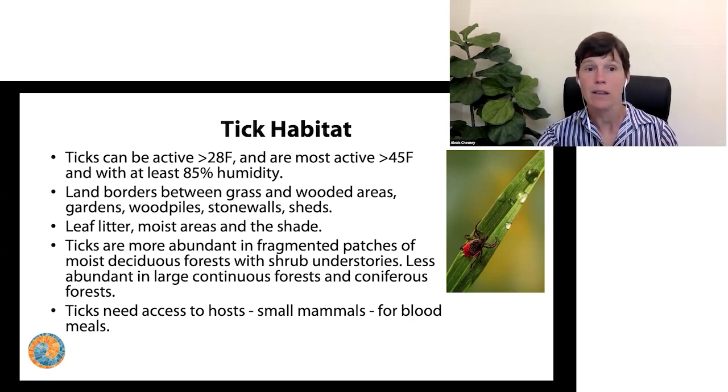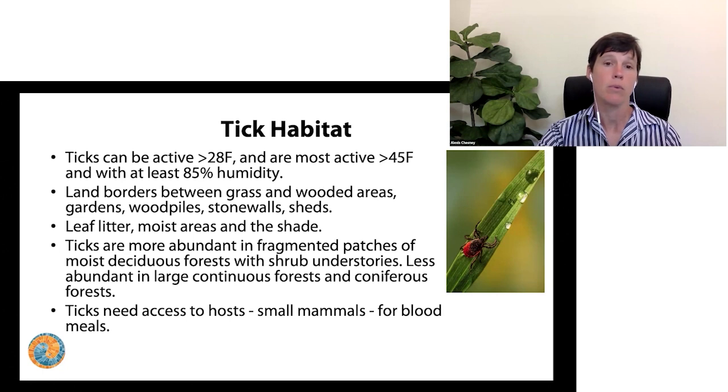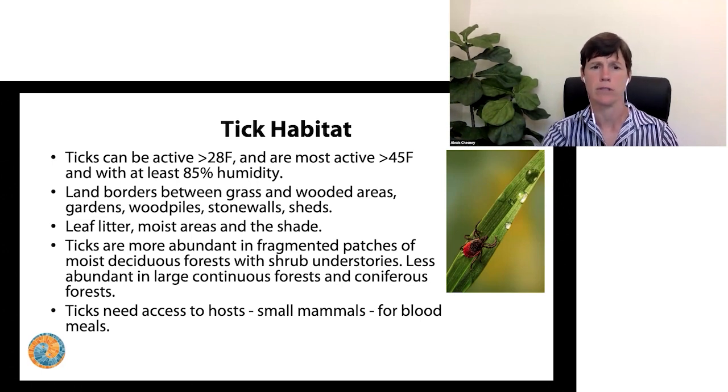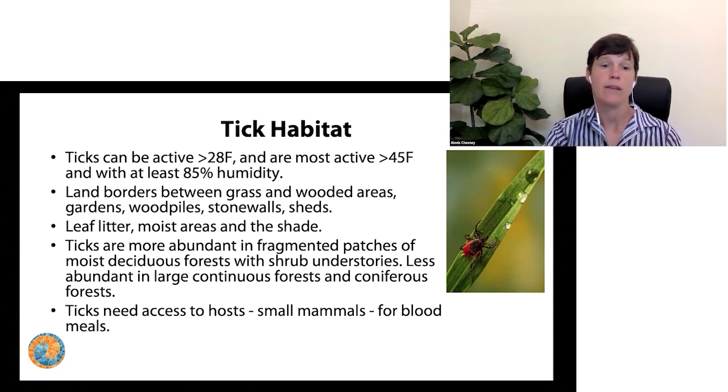Where do they like to be? They love to be in borders, like where the transition zone is from grass to woods. They like to be around gardens and wood piles, stone walls. If you have debris or a shed and this transition zone around that. They love being under leaf litter, moist areas in the shade. And they need hosts. So they need small mammals. If you have a lot of mice or voles or whatever small animals around, that is going to give them the host they need to get the blood meal.